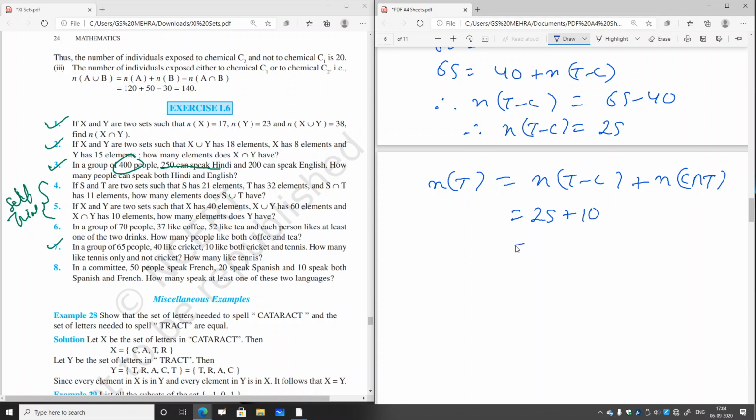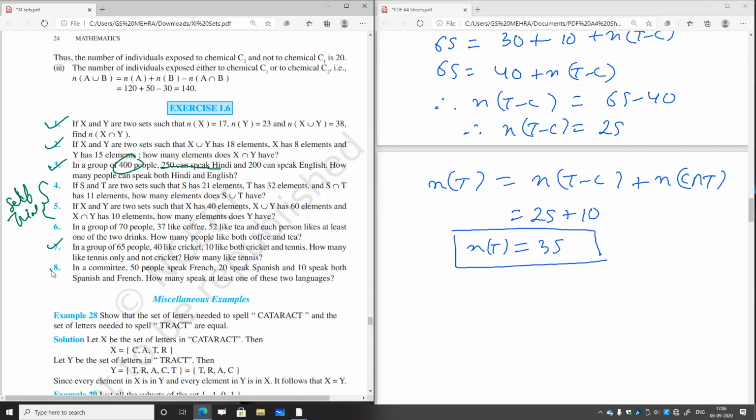So that will be equal to 35. So the people who like tennis are 35 and those who like only tennis are 25. So this is the answer of question number 7. Now let us go to question number 8.